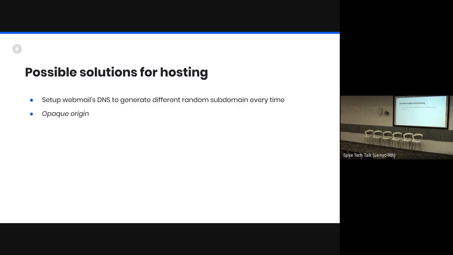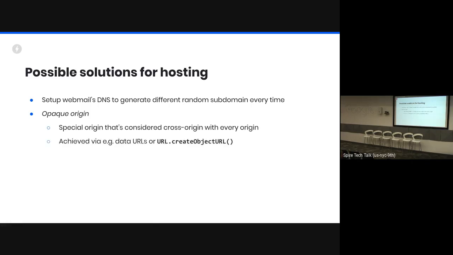Second option is to use something called an opaque origin. This is defined in the web spec as a special origin that's considered cross-origin with every other origin. In other words, if we have two iframes and they both have an opaque origin, they are considered to have a different origin, no matter what. To do this is very simple. The easiest way to do it is to use a data URL or a blob URL. If we do this, then we get an opaque origin, and this iframe is considered a different origin from each other iframe. And this also solves the first problem where we are never hosting this AMPHTML. We're just using a data URL to inject code into our iframe.